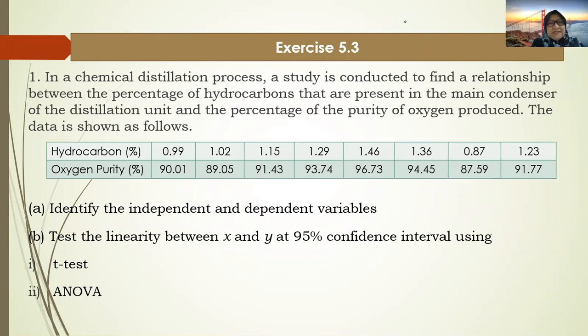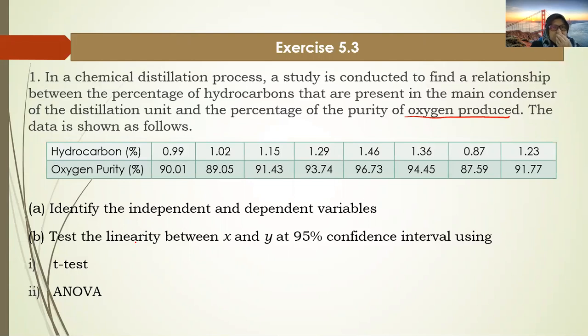So in this exercise, we would like to find the relationship between the percentage of hydrocarbons present in the main condenser of the distillation unit and the percentage of purity of oxygen produced. We will use two methods to test the linearity. Before that, we need to identify in part A the independent and dependent variables.